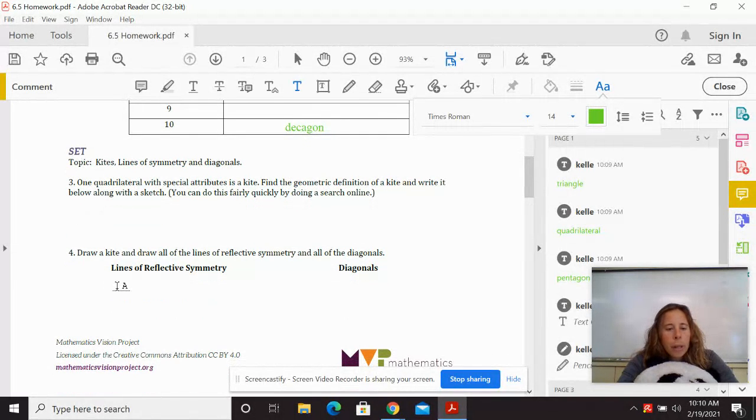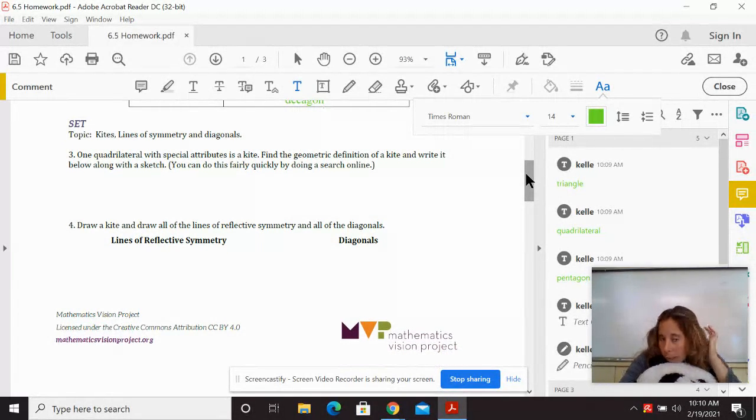So number 3, they want you to look it up. What is a kite? You can do this fairly quickly by searching online. You're going to write down a definition of a kite, and then just do a little sketch of one. If you already know what it is, Google it anyway because I want a definition of it. So sketch it, and then give me a definition of what a kite is. Once you have a kite, you're going to draw in lines of symmetry and the diagonals.